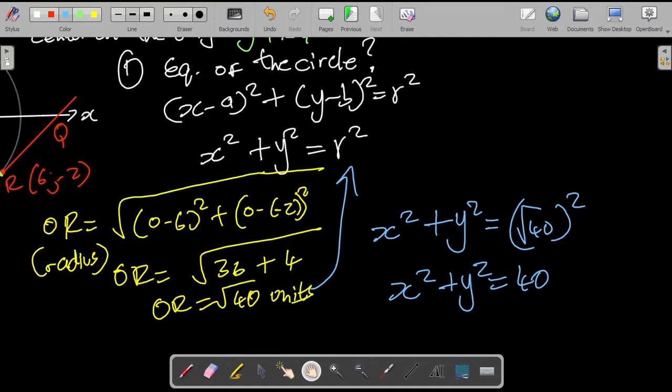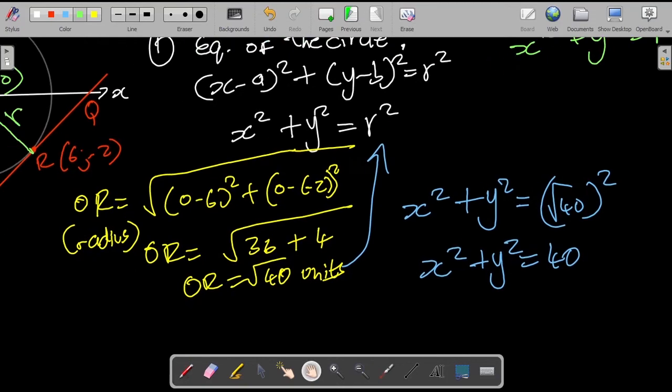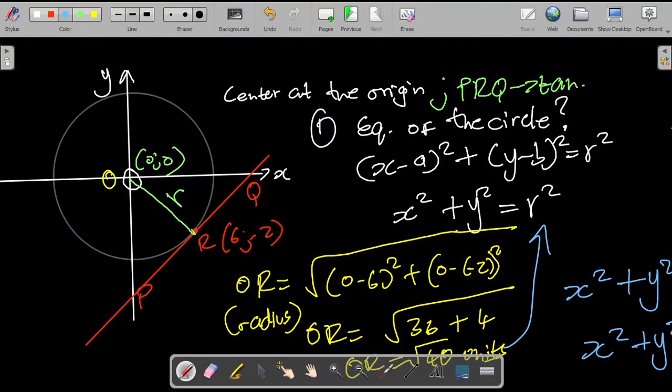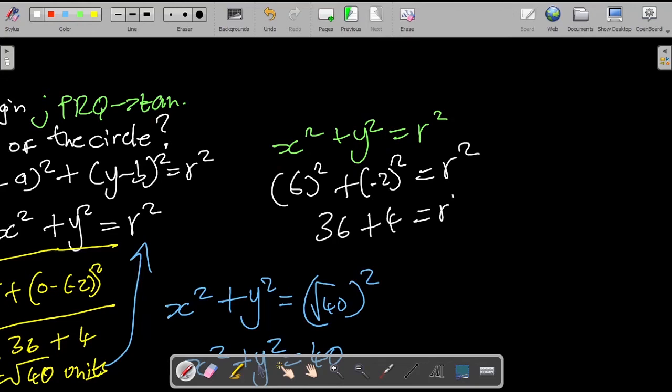And another way that you can do this is you'd once again see that your center is at the origin, which is (0, 0), and you're at this point. And you can substitute any point on the circumference of the circle. In this case, we have this point on the circumference, which is R, which has coordinates (6, -2). And now if you do that, you have 6 and -2. Then you have r squared over there. Then you're going to have 36 plus 4 equals r squared. And you can directly substitute it in here because r squared is that thing over there.